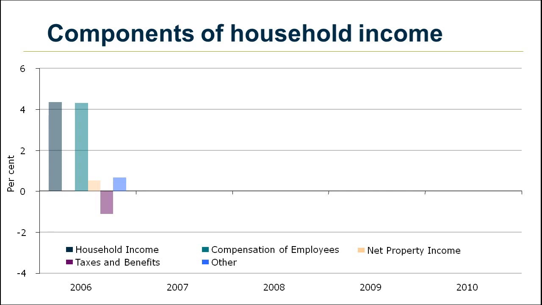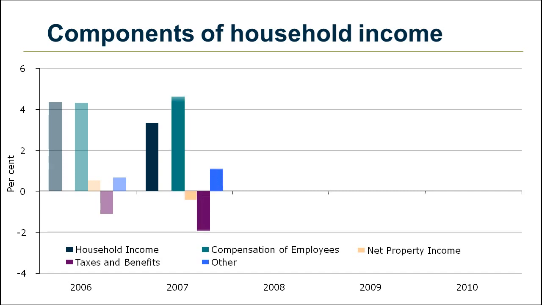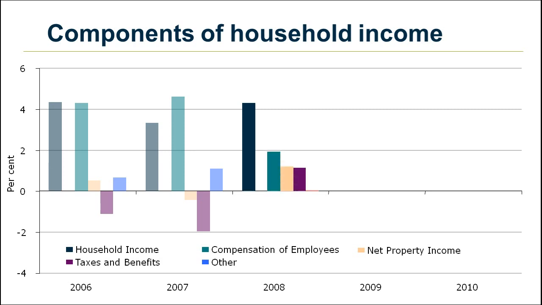If we fade out the bars for 2006 and now look at each year in turn, in 2007 household income grew by 3.3%, less than in 2006. Here are the components, so we can see similar to 2006, the compensation of employees contributed to the growth, with taxes and benefits and net property income pulling the growth down. In 2008, which includes the first 9 months of the recent recession, household income actually increased by more than in 2007, and was similar to the increase in 2006.